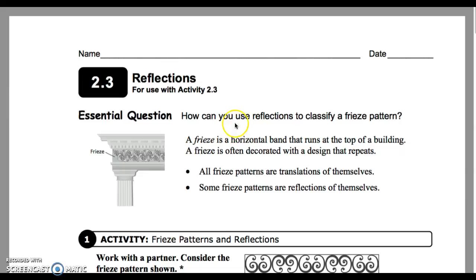Okay, so right here at the top of page 29, you have a definition for what's called a frieze. It kind of gives you a picture right here, but it's a horizontal band that runs at the top of a building, and it's often decorated with some kind of real fancy design that's just repeated over and over again. We did this with our tessellations, so it is a translation of itself because they just take that image and repeat it, and just slide it over and repeat it. Some even have reflections in them.